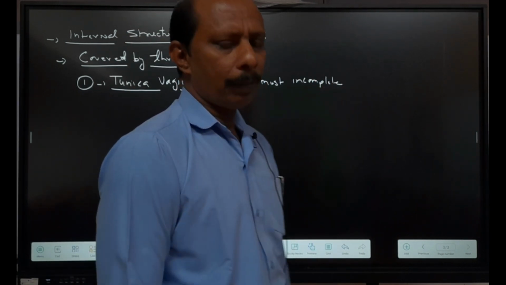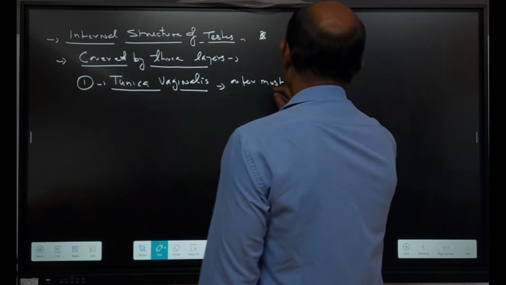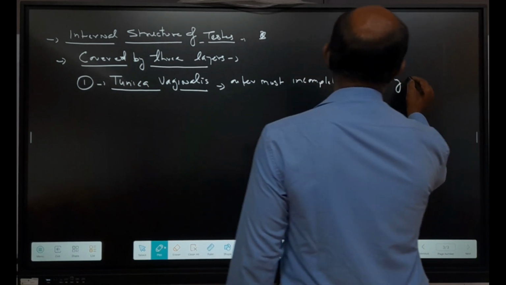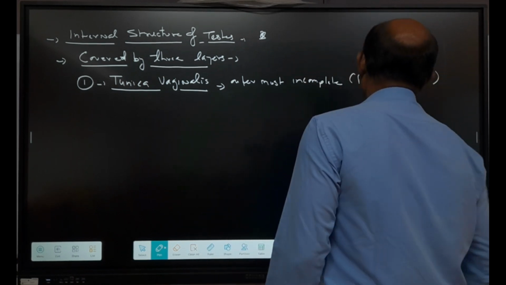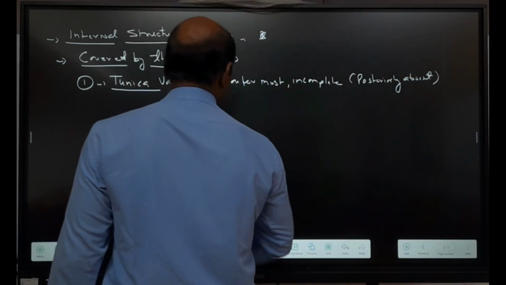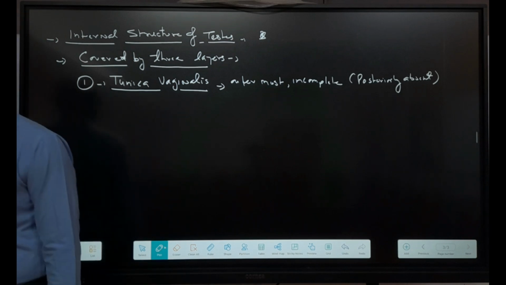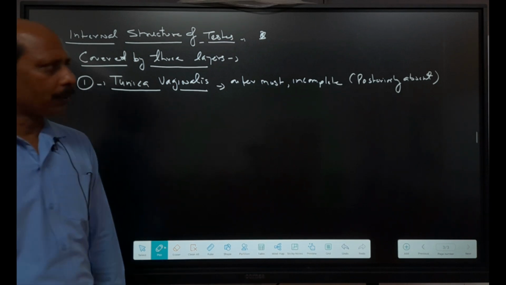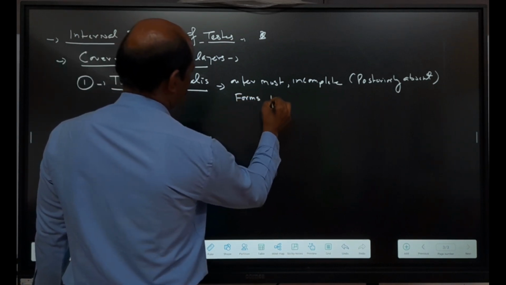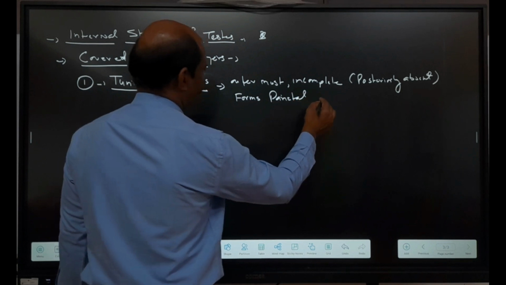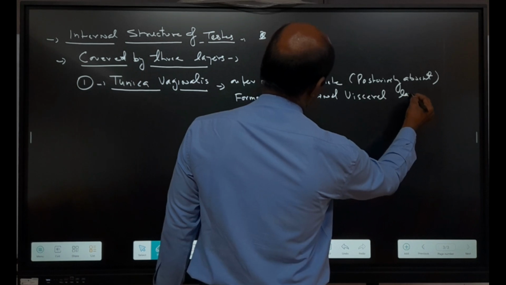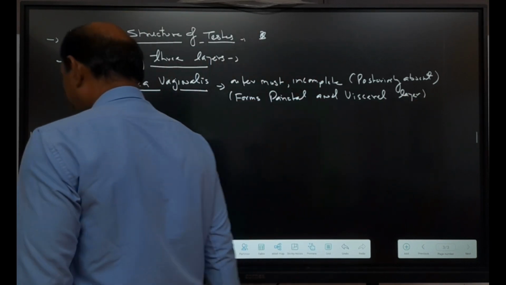Outermost, incomplete. Why is it called incomplete? Because posteriorly it is absent, right? Outermost covering and incomplete because it is absent posteriorly. It forms the parietal and visceral layer of testis. Second point, right?